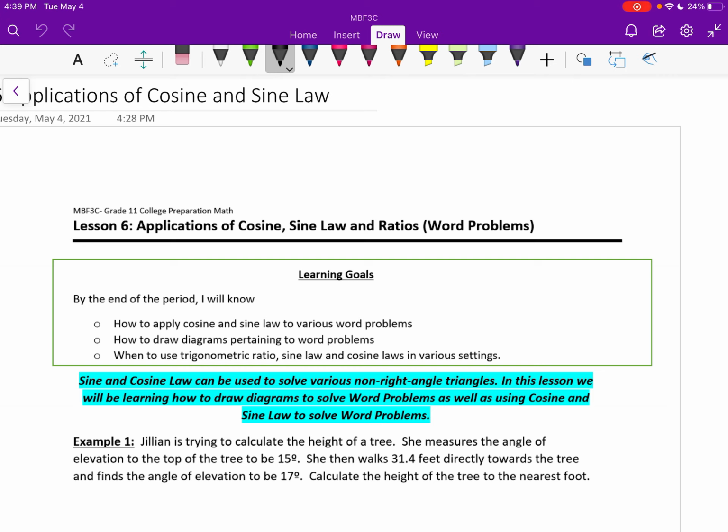Law, sine law, and ratios. So basically everything that we've been learning up until this point, we're going to wrap up really neatly into this word problems lesson.